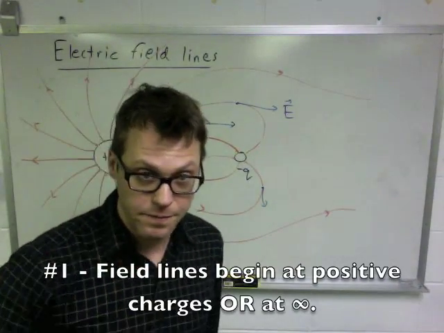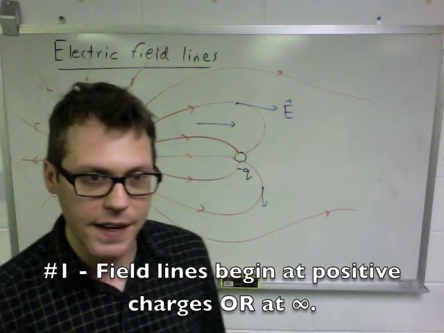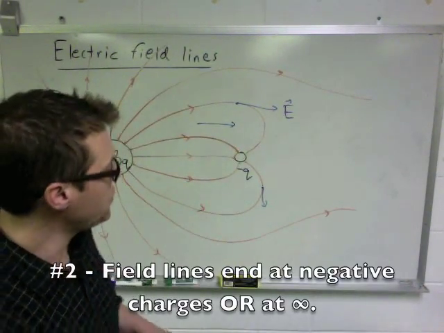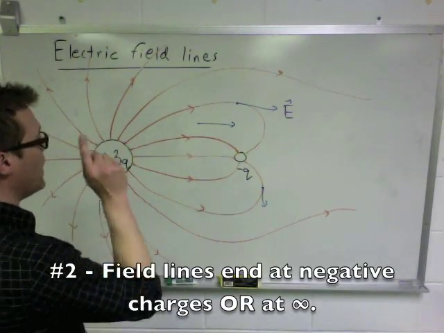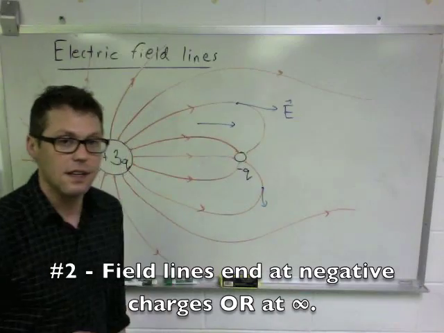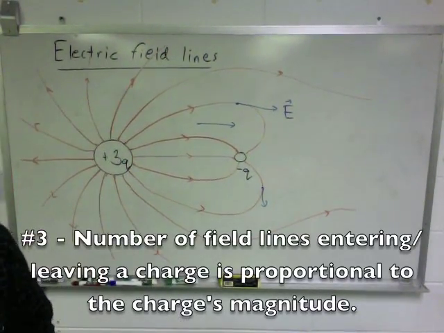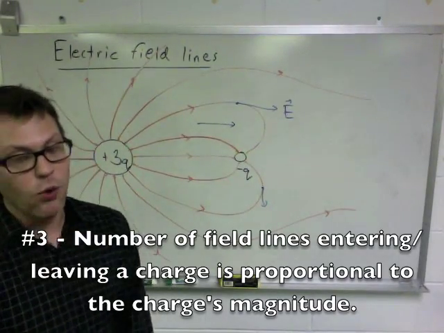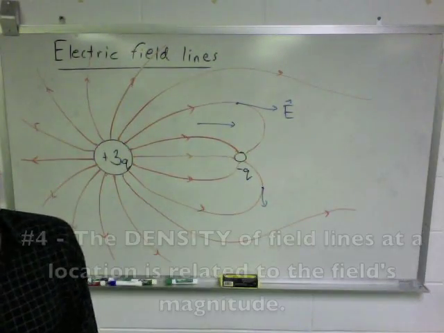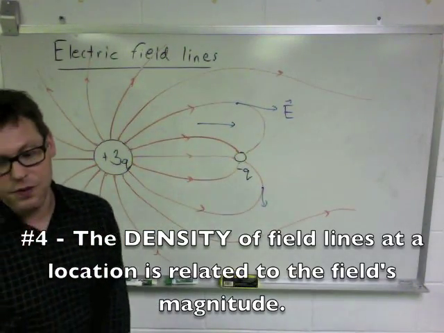Number 1, field lines always start at positive charges or at infinity. Number 2, field lines always end at negative charges or out at infinity. Both of those cases you can see very clearly here. Number 3, again, the number of lines either leaving or entering a charge is proportional to the charge magnitude. Number 4, the denser the field lines, the stronger the electric field in that region.